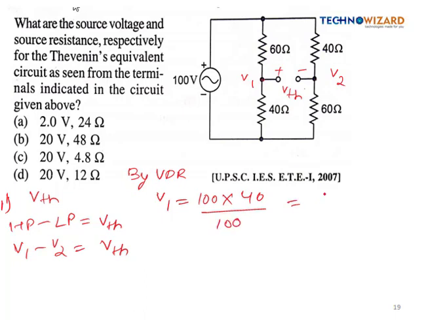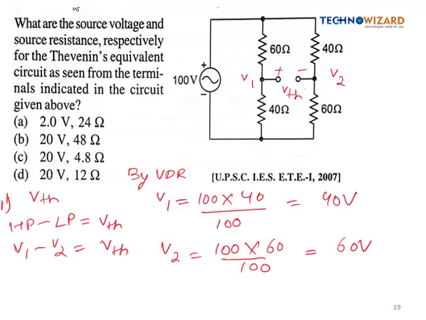So the value of V1 is coming as 40 volt, and the value of V2 is the total voltage into the 60 ohm across which we have to find, divided by 100, so it is coming as 60 volt. So the VTH value is V1 minus V2, which is simply 40 minus 60, so it will be minus 20 volt. But in the options it is given as 20, all the options are positive. It means they have considered this terminal as positive and this terminal as negative, so it hardly matters because in the question they haven't mentioned. So we'll consider this as positive and this as negative, but the value of VTH will be 20 volt only.